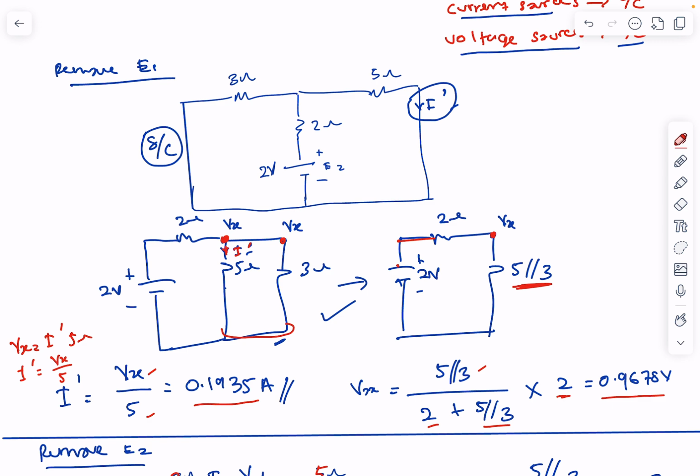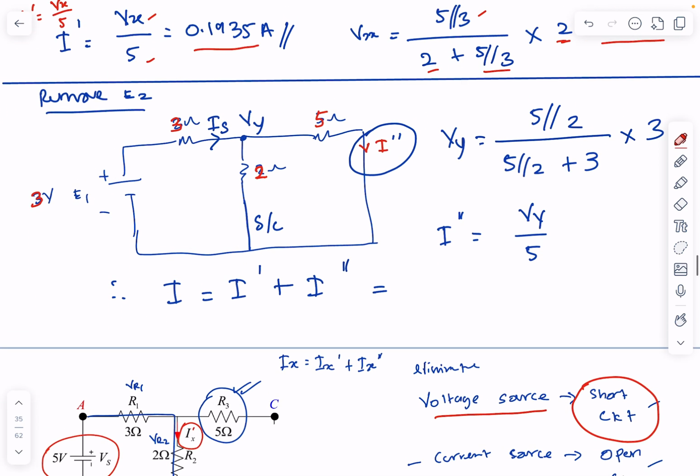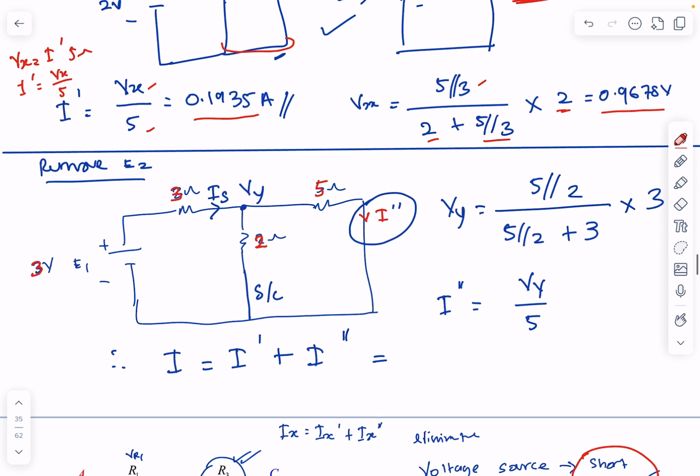Now, what happens to the circuit if you remove E2? So here just now you had E2. Now I just replace E2 with a short circuit. Using this diagram, you need to calculate what is I passing through at this point. This I, you can label it I double prime.